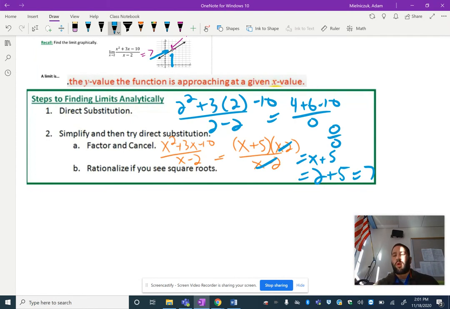Okay, so that's just kind of where we're going with this. You do not need to, at this point, know direct substitution or step 2 to find the limits. This is just an introduction. If at the end of this video, you're able to understand what I was doing going from left to right in the recall part and the definition of a limit, you're already in a good spot.